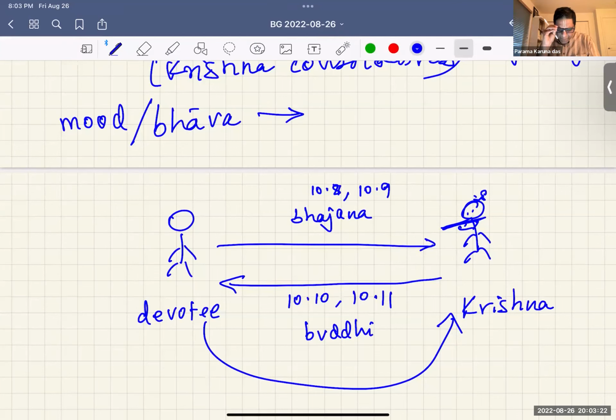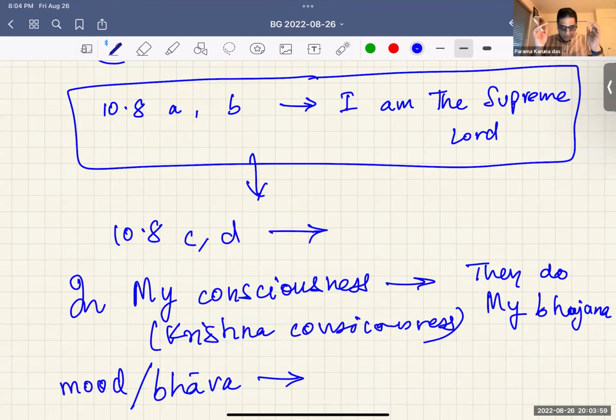Going back to 10.8, I want to see what else is left. Aham sarvasya prabhavo mattah sarvam pravartate. That means everything comes from Bhagwan. That's the point. He is the Supreme Lord. With this consciousness, iti matva, the devotees, the buddhas, bhajante mam, do my bhajan with a lot of bhav and love. Bhava samanvita, with full of bhav, with full of love.